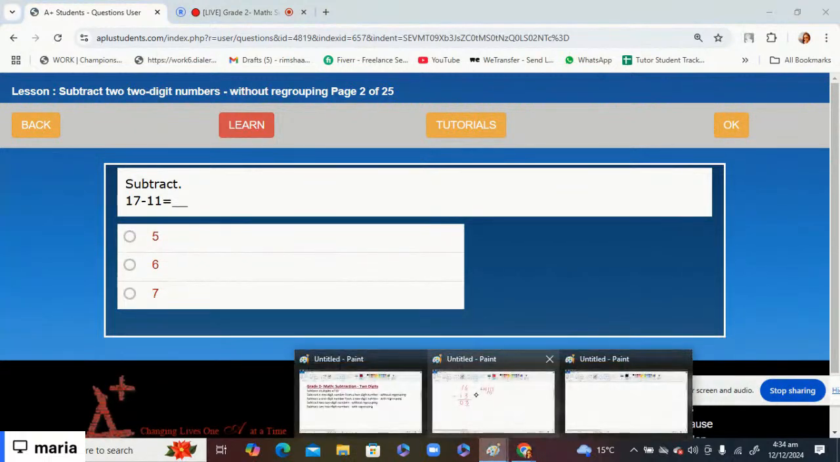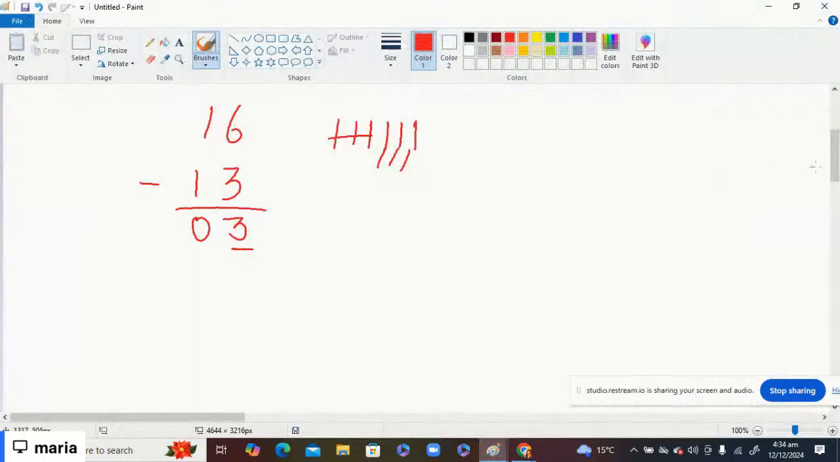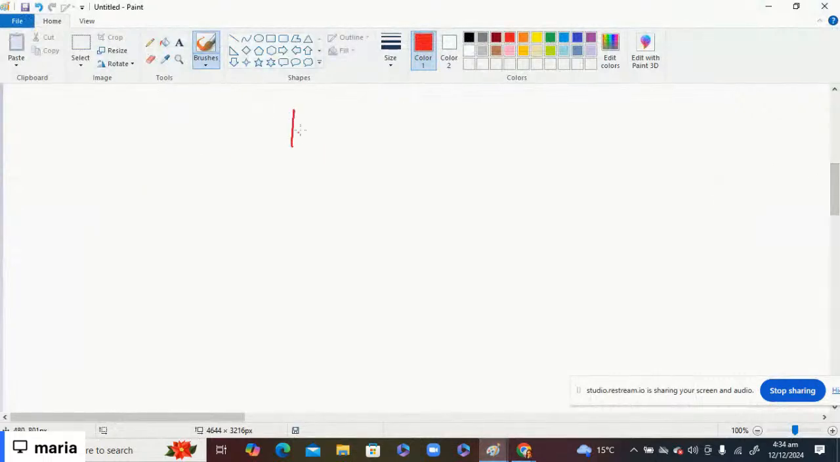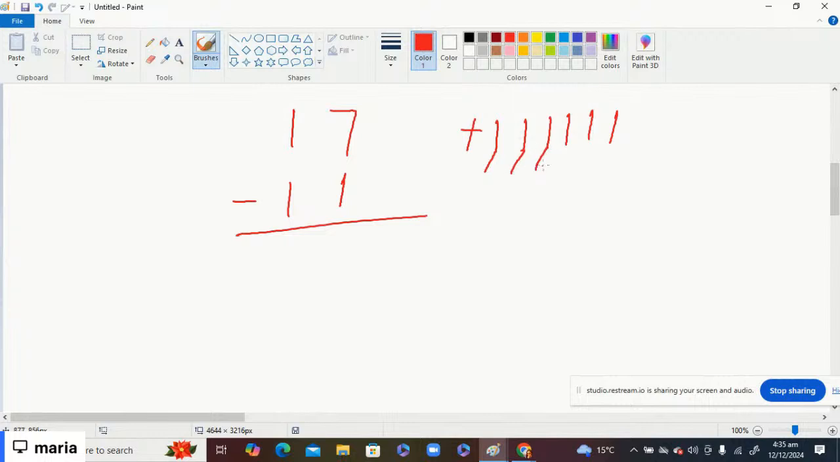17 minus 11. Draw 7 lines. 1, 2, 3, 4, 5, 6, and 7. Remove this 1 line. How many lines are left? 1, 2, 3, 4, 5, and 6. Put 6 here. Now 1 minus 1, which is 0.